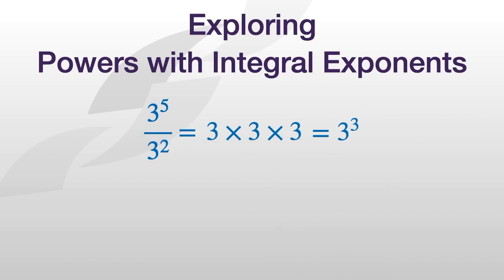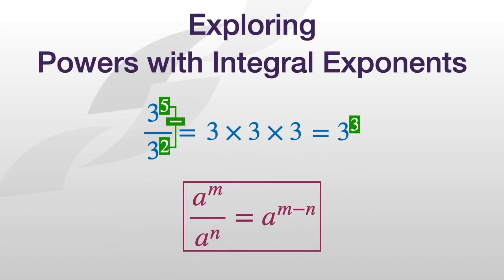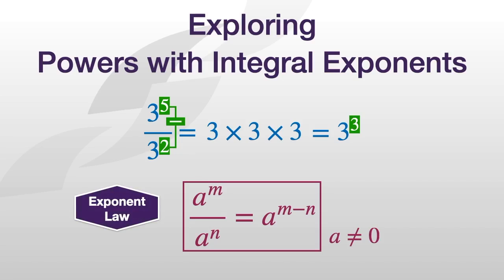Recall that by dividing by 3 to the power of 2, we were able to remove 2 factors of 3. So it is by subtracting the exponents that we get our answer of 3 to the power of 3. In general, to divide powers with the same base, we subtract the exponents. Because we cannot divide by 0, we cannot have a base of 0. This is an example of what's called an exponent law, and specifically, it's called the law for dividing powers.